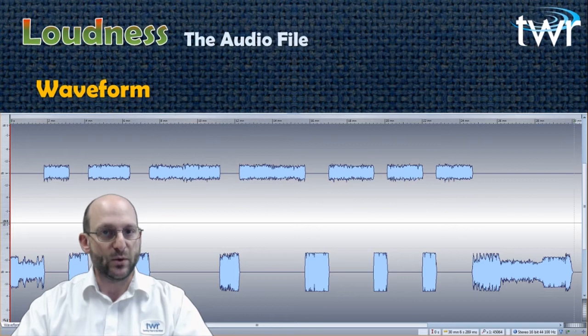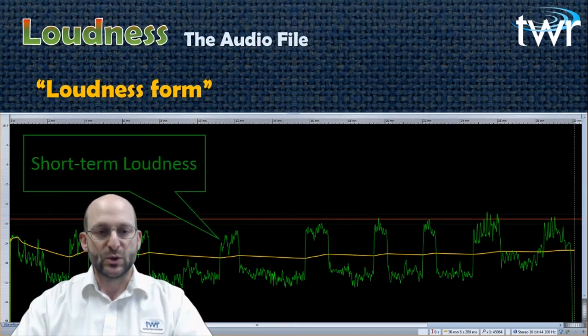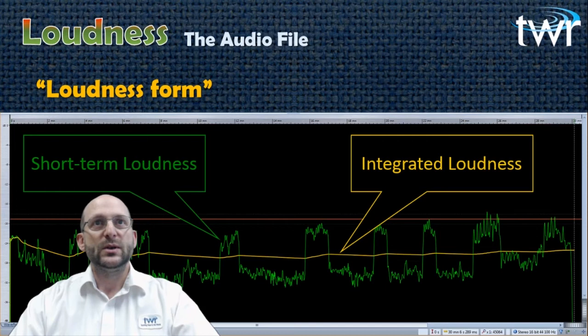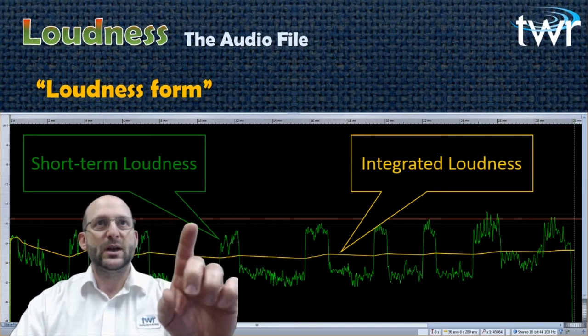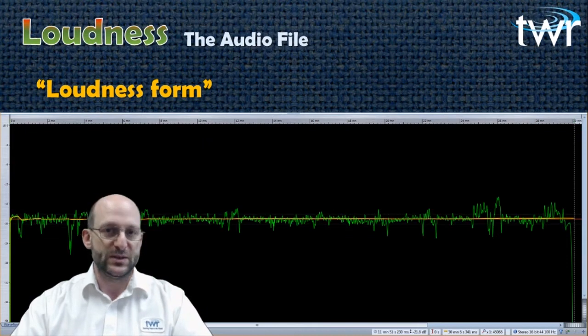Now this is the waveform. Let me show you the so-called loudness form. This is the graph of the loudness of the same file. In green, you have the short-term loudness, and in yellow, you have the integrated loudness. The goal would be to reach that level here. You see that red line? That's where we should be. It should look something like this. And we are going to achieve this with Audacity.